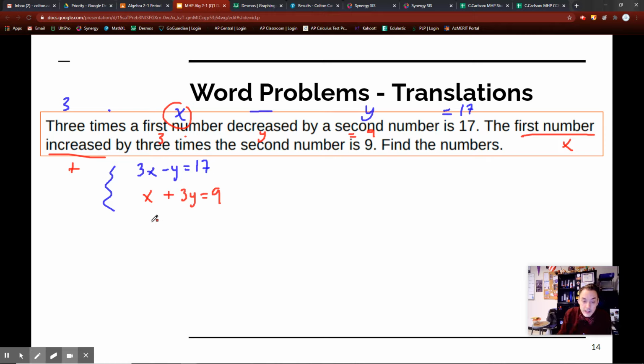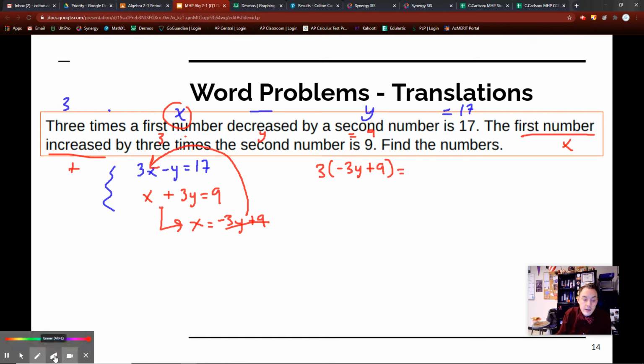And so now what we can do is we can basically substitute this. So I'm going to substitute this, okay? I'm going to put it right in there. So this is 3 times negative 3y plus 9, just substituting it in for that, minus y. I forgot the minus y. I'm not going to color code here. I hope that's okay. Minus y equals 17.